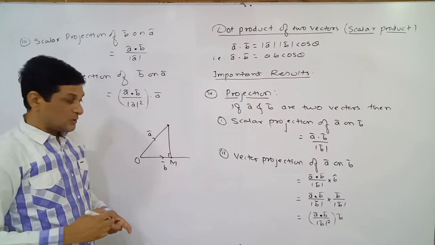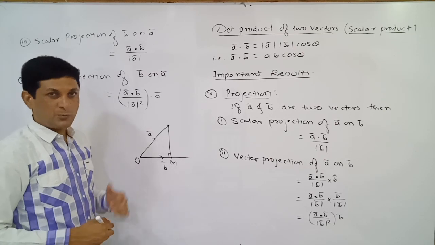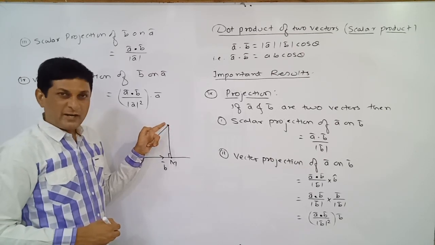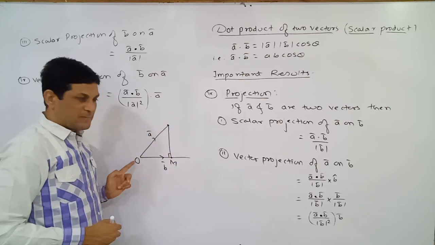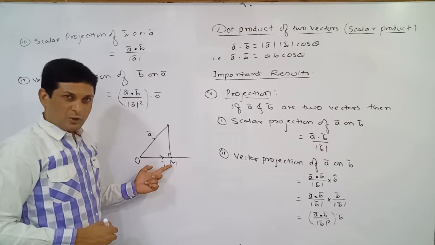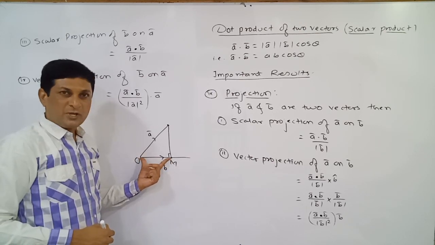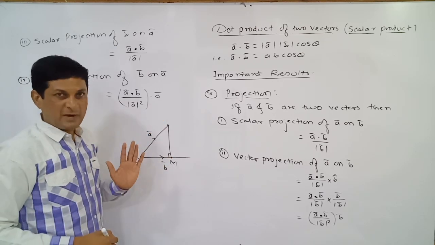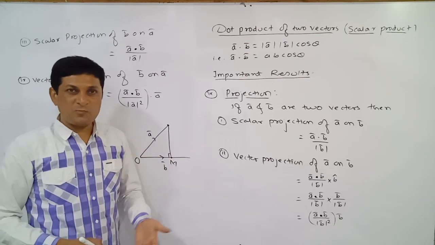Let us denote the foot of the perpendicular by M. Again, observe that a bar and b bar are two co-initial vectors, meaning their initial point is the same. From the terminal point of a bar, we draw a perpendicular on b bar, and the foot of the perpendicular is denoted by M. Then this OM is called the projection of vector a bar on vector b bar. Now we are trying to find the value of OM.